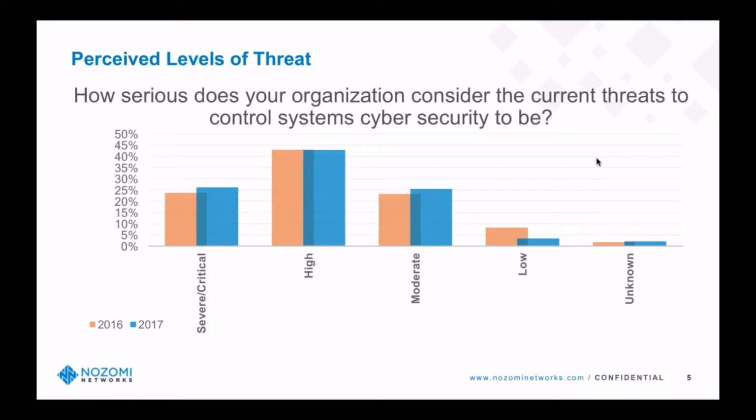So after I get that word salad out of my mouth, you can see that basically high or severe/critical reaches around 80% when combined, and it's growing from last year.